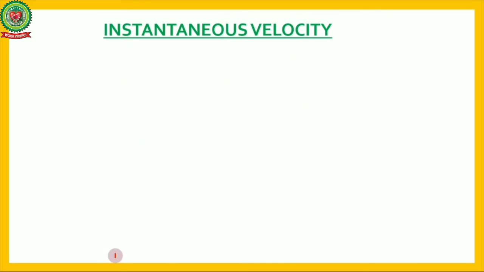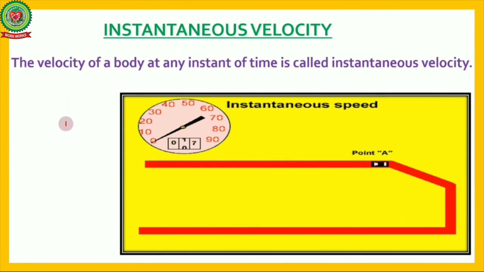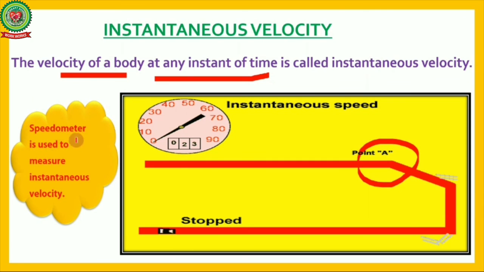Next is instantaneous velocity. Students, the velocity of a body at any instant of time is called instantaneous velocity. A speedometer is used to measure instantaneous velocity or instantaneous speed.